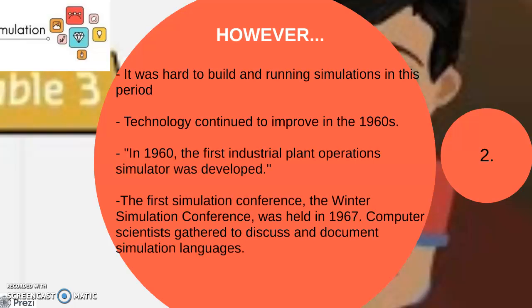However, building and running simulations was very difficult and took a lot of time during this period. Simulation technology continued to evolve in the 1960s as computer scientists made dedicated efforts to develop potential applications of simulations. In the 1960s, the first industrial plant operations simulator was developed. The first simulation conference, the Winter Simulation Conference, was held in 1967. Computer scientists gathered to discuss and document simulation languages. Simulations gradually gained traction with new users in industry training, emerging over the following stages.